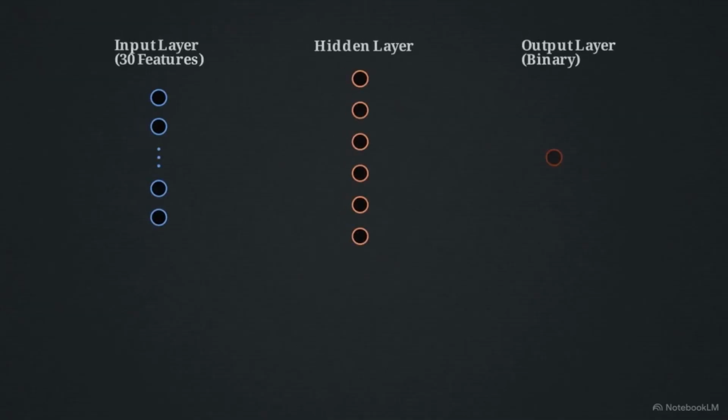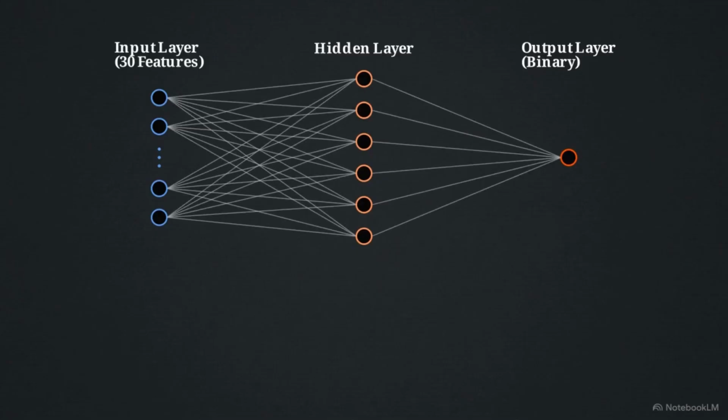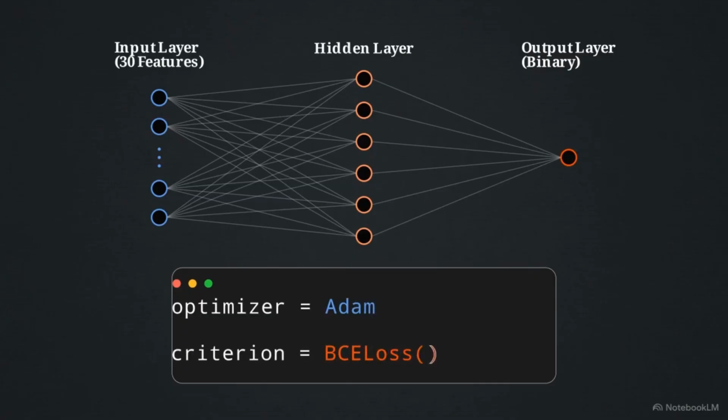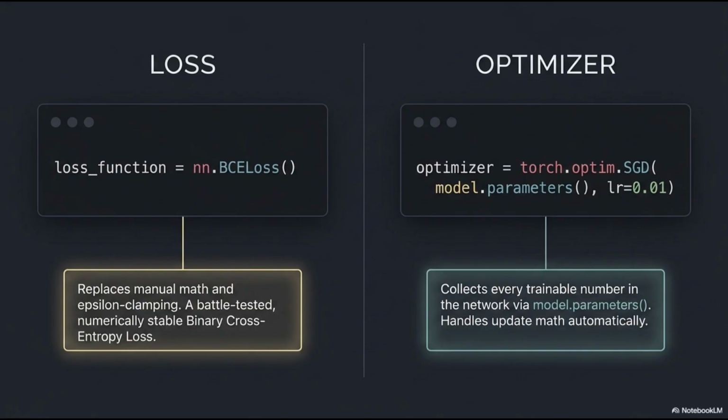Here is our final model architecture on the panel. Right beneath it, we assigned our hyperparameters, the Adam optimizer and PyTorch's built-in BCELoss function. BCELoss stands for binary cross-entropy. It is numerically stable, meaning it completely replaces our old handwritten loss function and the manual epsilon clamping safety tricks we had to use before.